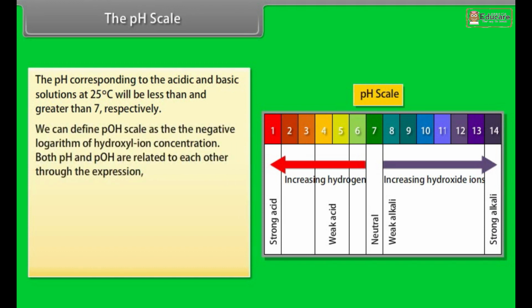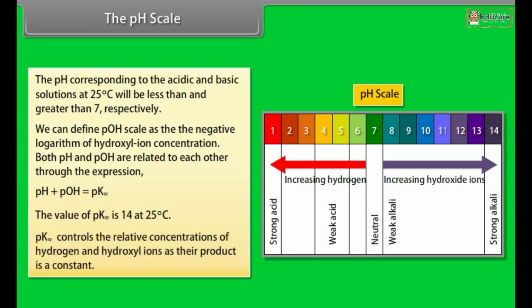We can define the pOH scale as the negative logarithm of the hydroxyl ion concentration. Both pH and pOH are related to each other through the expression pH plus pOH is equal to pKw. The value of pKw is 14 at 25 degrees Celsius. pKw controls the relative concentrations of hydrogen and hydroxyl ions as their product is a constant.